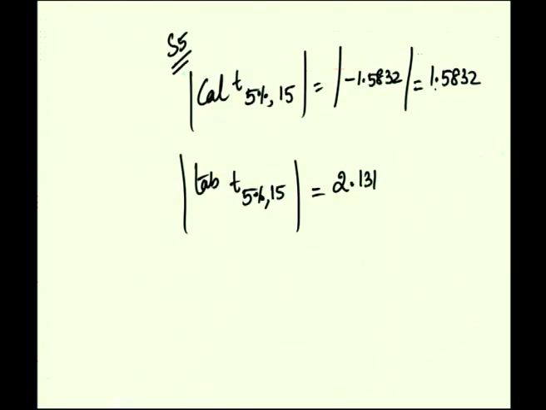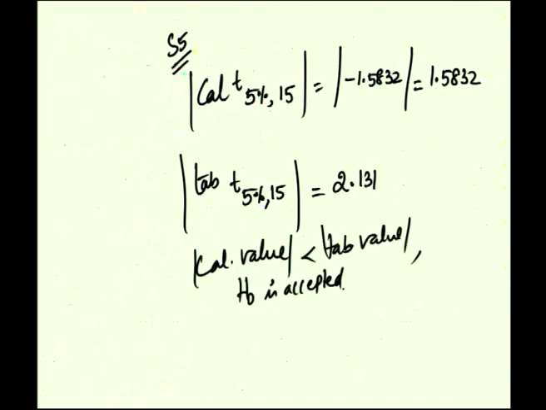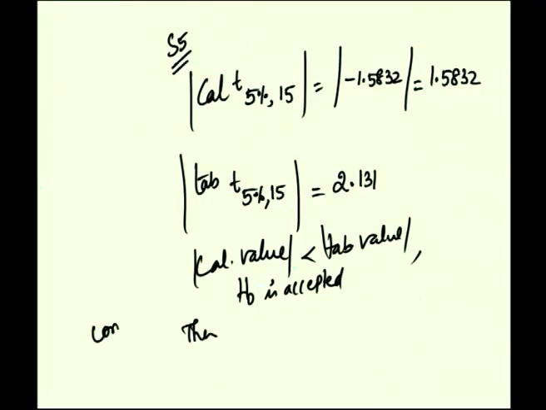Now, since the calculated value is less than the tabulated value, H naught is accepted. H naught is accepted in the sense that there is no difference in mean increase of diets. This is the conclusion.